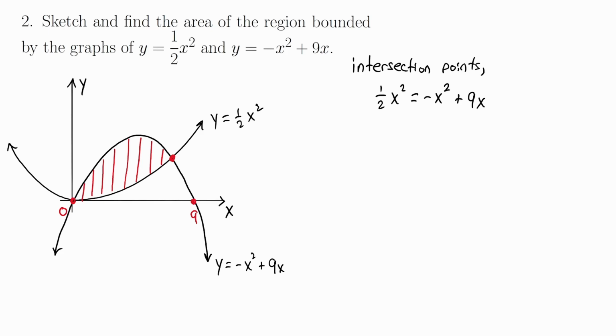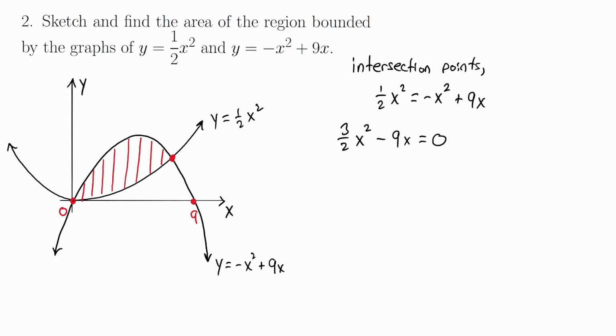To find the intersection points, we're going to set the two functions equal to one another. So we end up solving this equation, 1/2 x squared equals negative x squared plus 9x. And that's a basic quadratic equation. I'm going to put all the terms on the left side. That way we have a positive coefficient for x squared. So add 1 x squared to each side. You'll get 3/2 x squared. And then subtract 9x. And we get minus 9x equals 0.